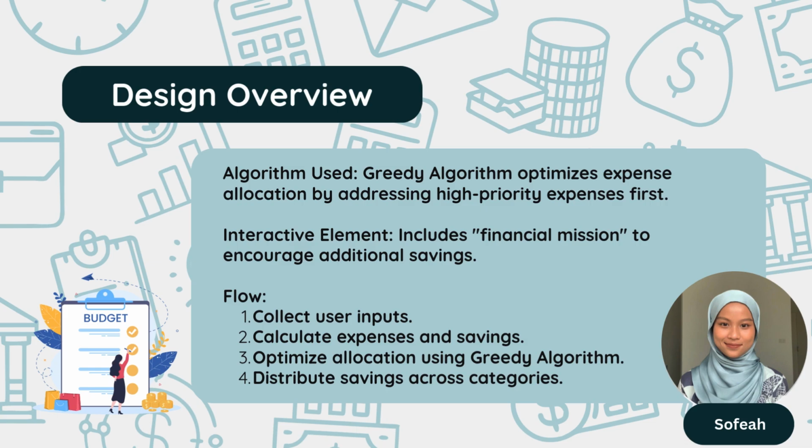For design overview, algorithm that we use is greedy algorithm. It optimizes expense allocation by addressing high priority expenses first, and some interactive element inside the program includes financial mission to encourage additional savings. And the flow of the program will start with collect user inputs and then calculate expenses and savings. Next, optimize allocation using greedy algorithm. And lastly, distribute savings across category.